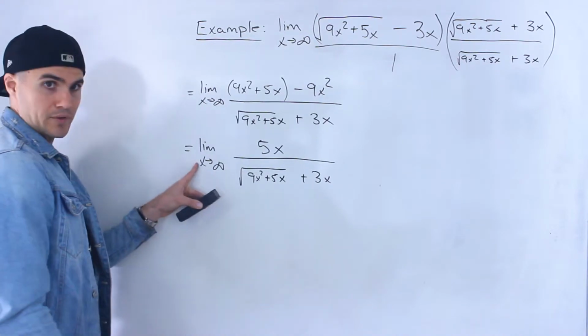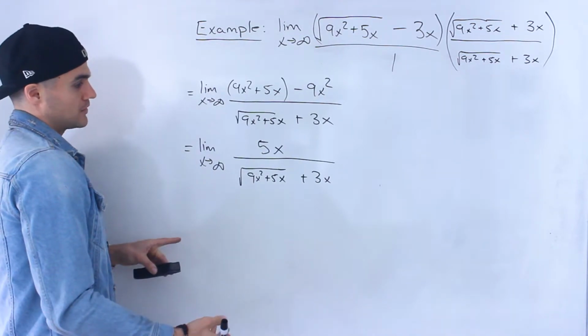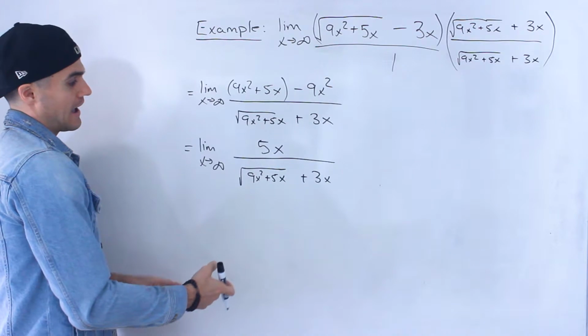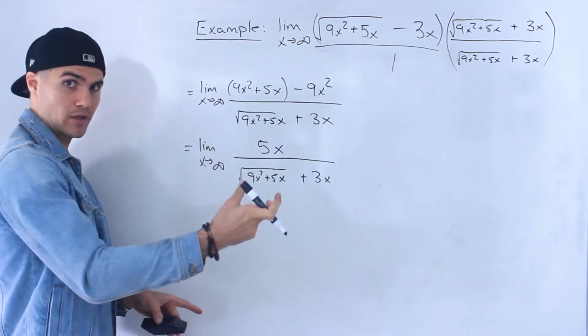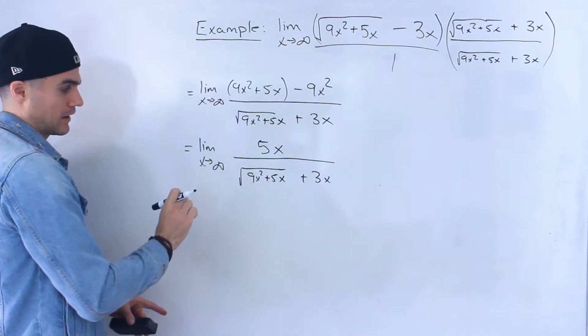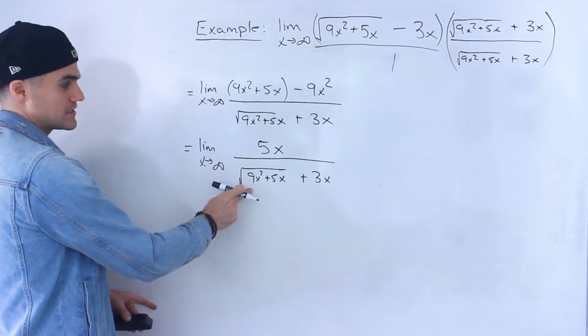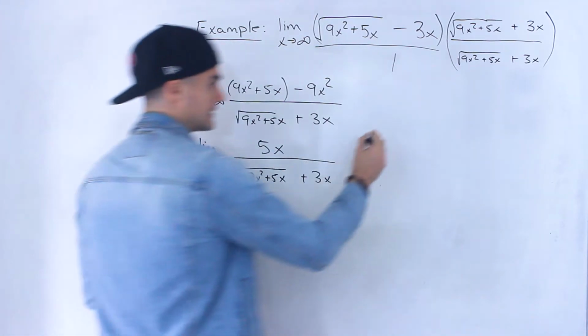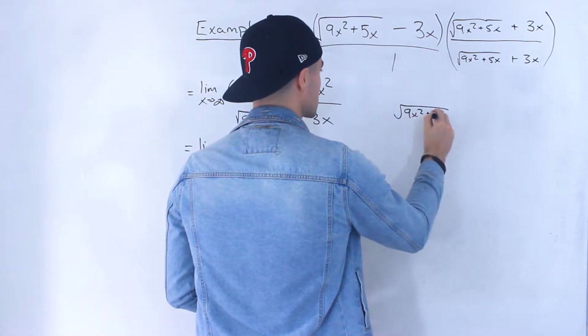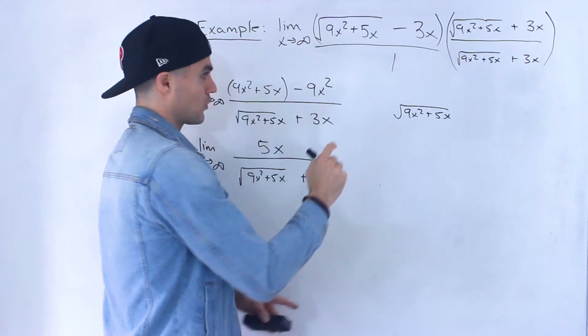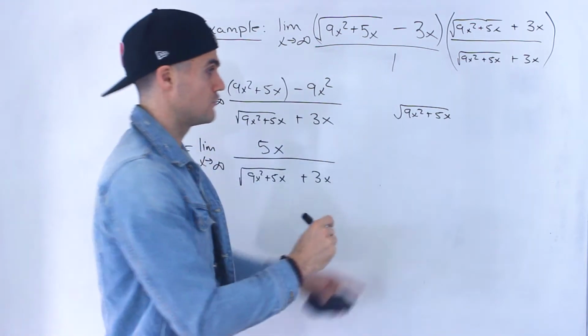Now, notice we're dealing with a limit at infinity, and what we want to do is basically divide everything by x to the power of the highest exponent in the denominator. So what I'm first going to do, like we did in that section, is take this square root of 9x squared plus 5x, and rewrite it in a certain format so we can know what the degree of this is here.